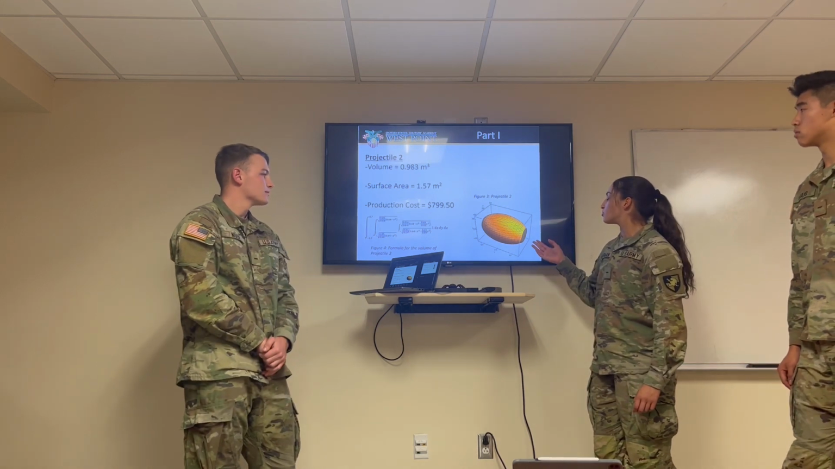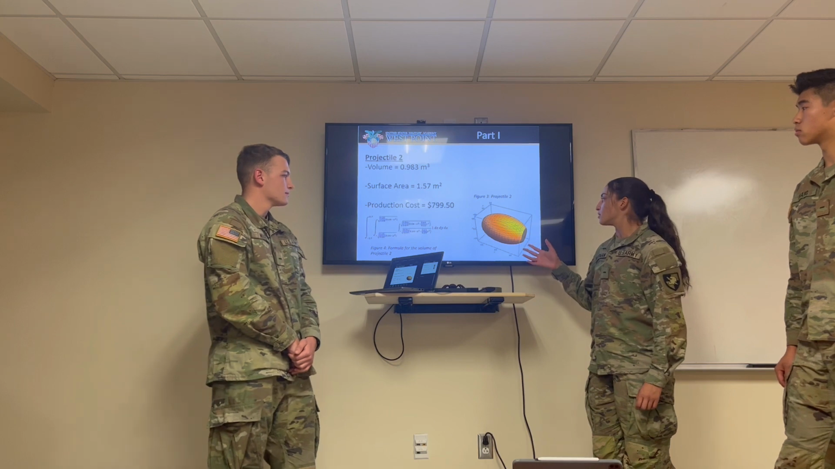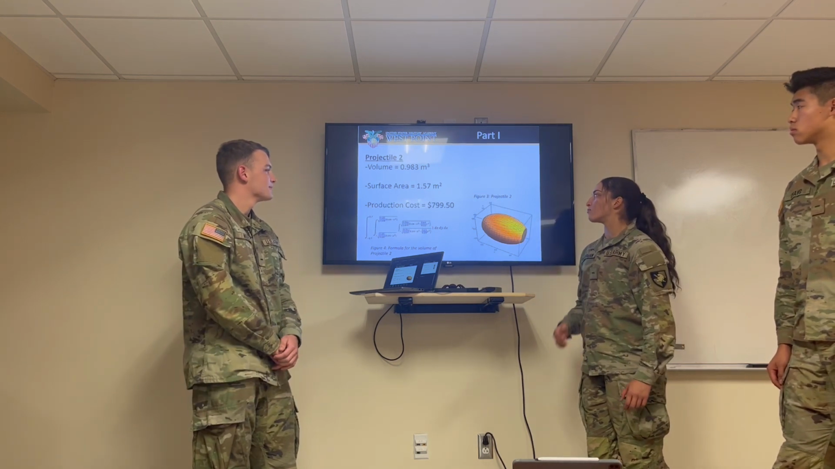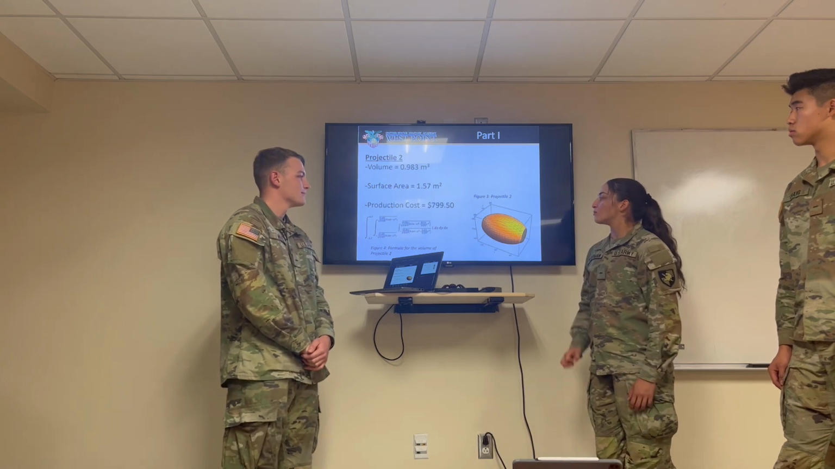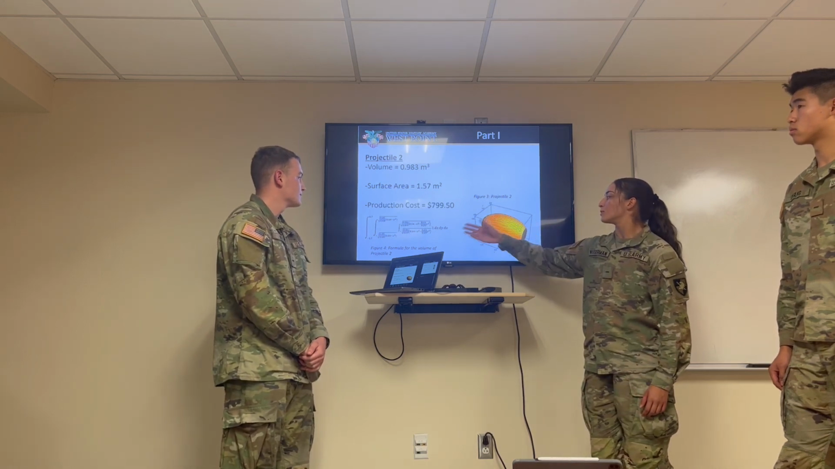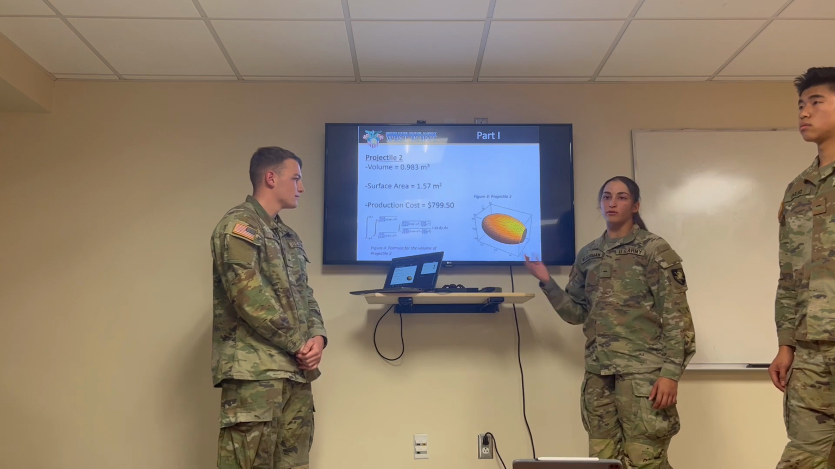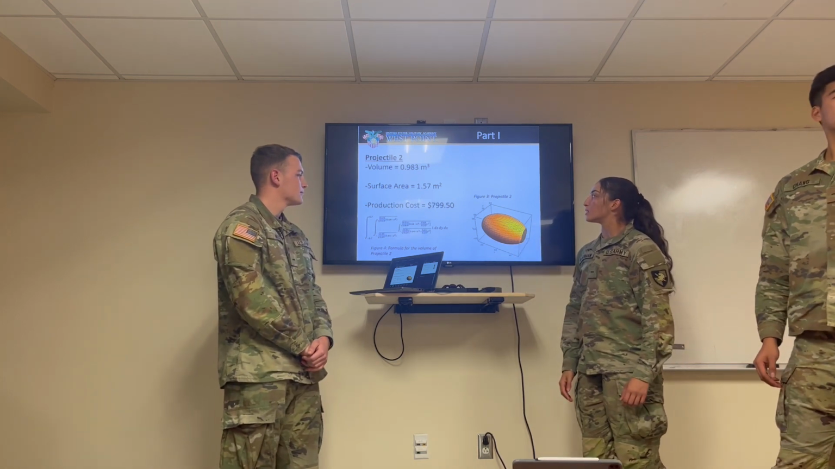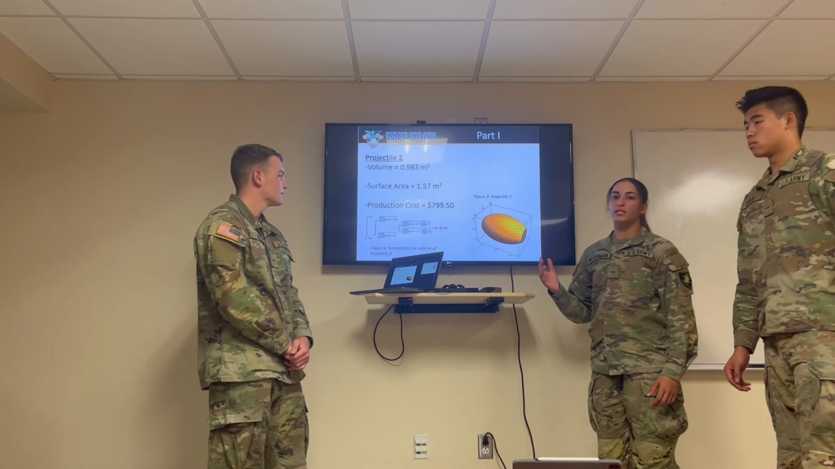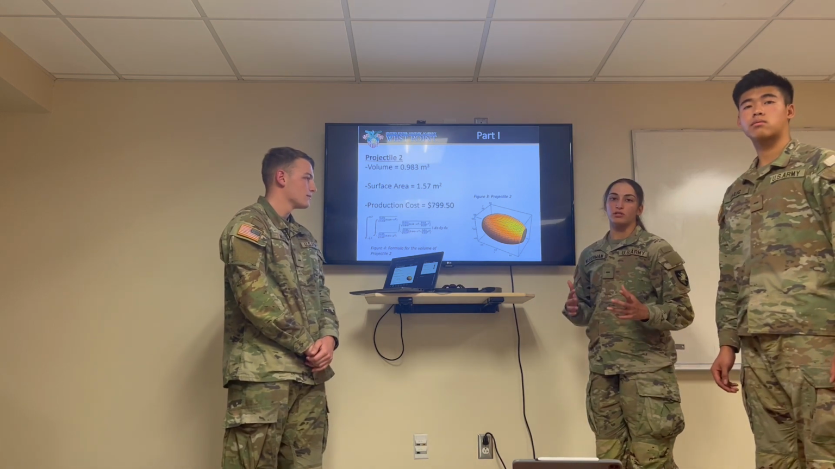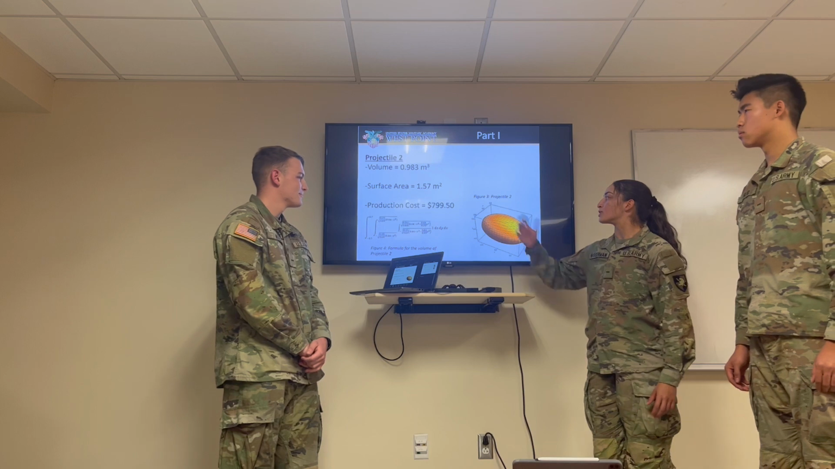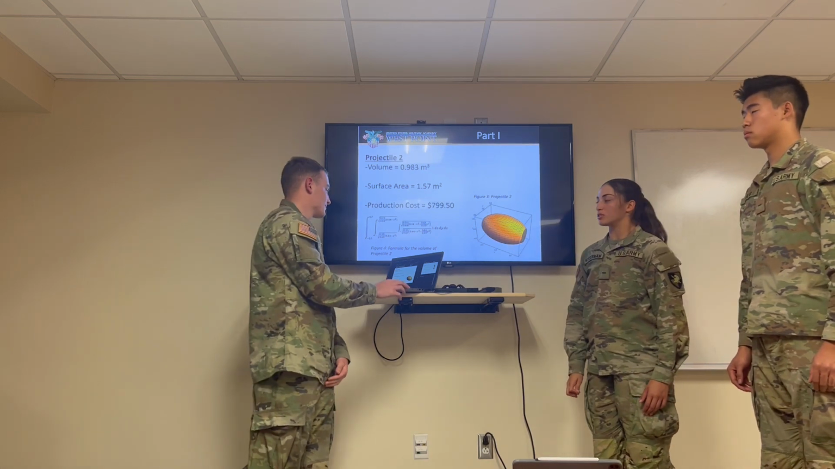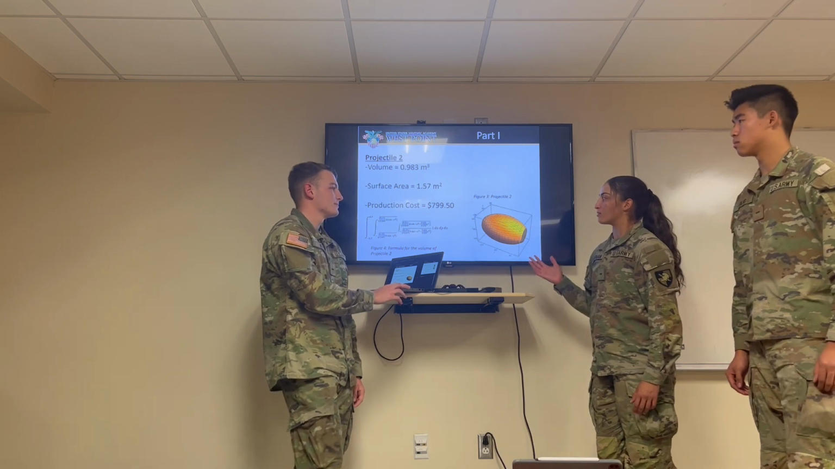So projectile 2 is this bulbous barrel shape, and we were given a surface area of 1.57 meters squared. Once again, we found the volume using a triple integral of equations that was given to us, and we got a volume of 0.983 meters cubed. Once again, we used our given unit costs to make the total production cost of $799.50, which is the most expensive out of all 3.